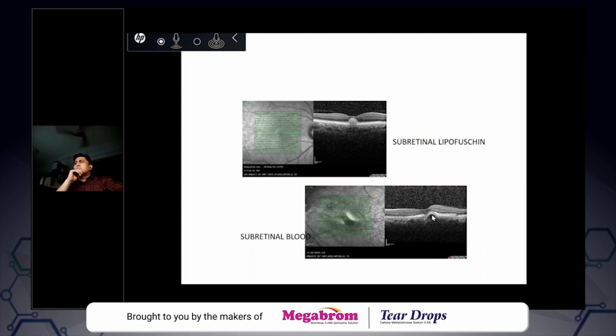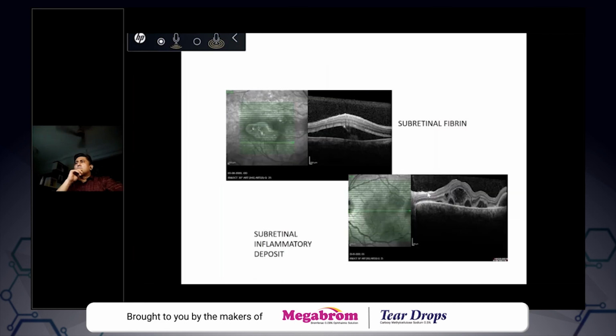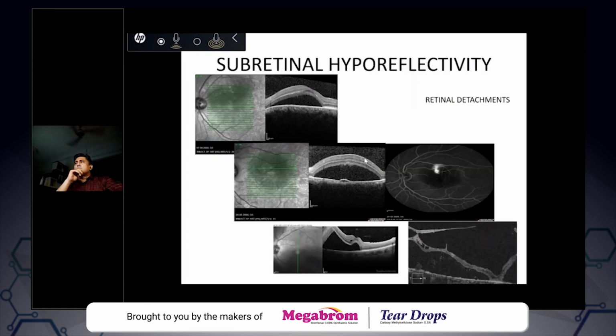And here you can see on either side of the PED, you can see hyperreflectivity. So the subretinal hyperreflectivity may be CNVM or a scar, or maybe blood, or maybe fibrin, or maybe inflammatory exudates. Hyperreflectivity may be the serous detachment.